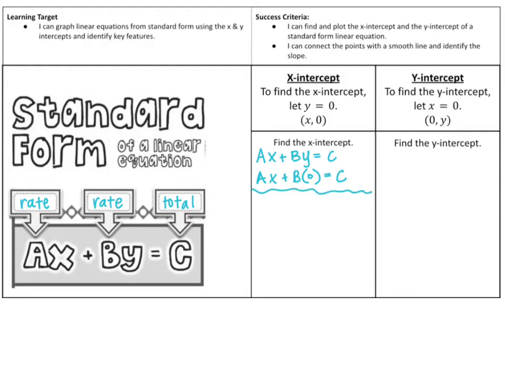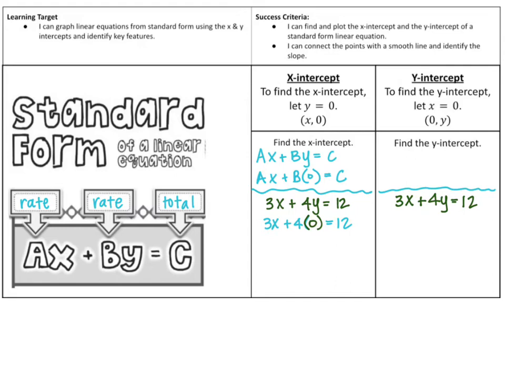So let's look at an example. If I'm given 3x plus 4y equals 12, in order to find my x-intercept, I want to replace y with 0. Because to find my x-intercept, I need to have it be where y is 0. So I'm going to rewrite my equation, and the only thing I'm going to do is plug in 0 for y. So I'm going to write 3x plus 4, I'm going to use parentheses, 0. Equals 12. Now I'm just going to solve to get x by itself.